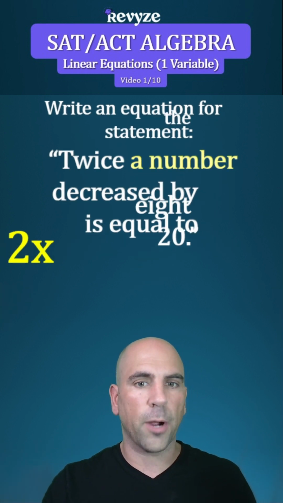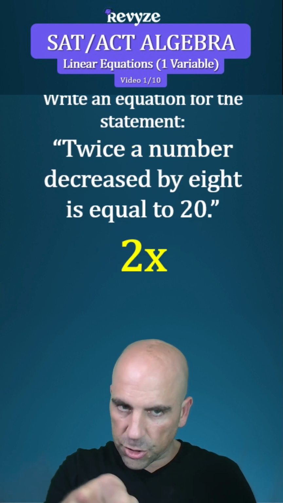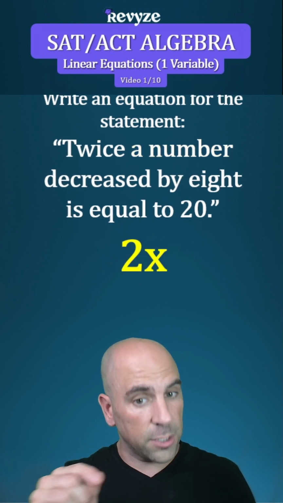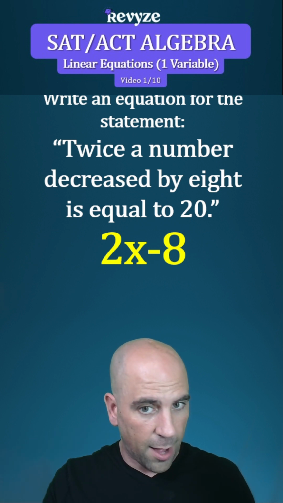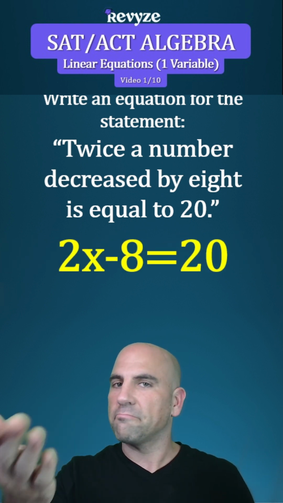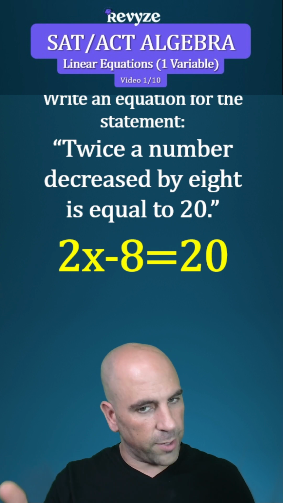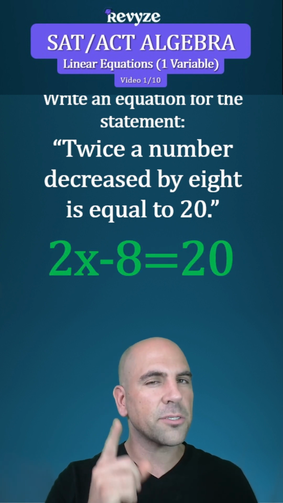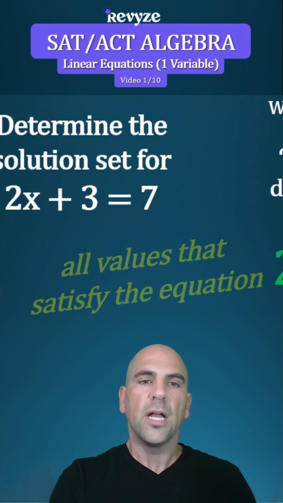So let's pick this apart. Twice a number, that's 2x, 2 times x, decreased by 8, follow the problem, is equal to 20. There you go. Your answer: 2x minus 8 equals 20. Not so bad. That was a little easier version.